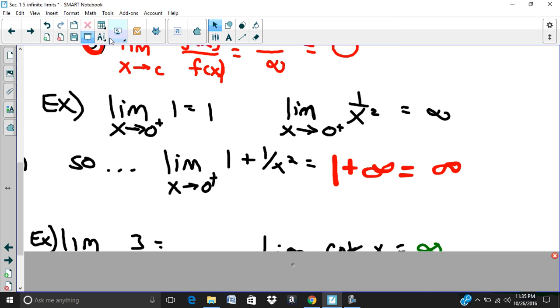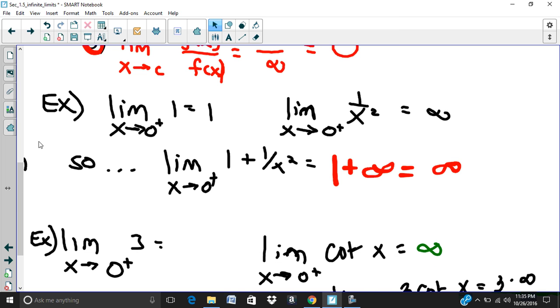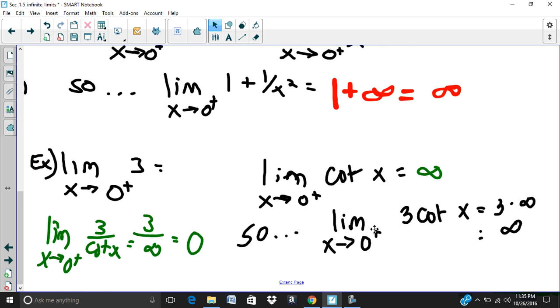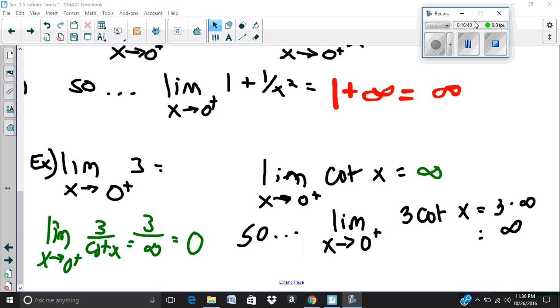Same type of thing happens here. Let's get rid of that. If I take 3 times the cotangent of x, well, 3 times infinity is just going to be infinity. If I take 3 divided by infinity, like I said before, that's going to give us 0. We're taking something small and dividing it by something really big, and so that gives us essentially nothing. What are we at here? 16 minutes. All right, we're almost done.